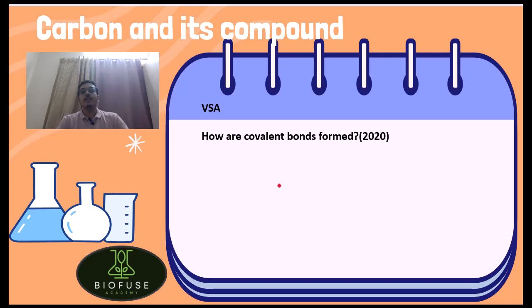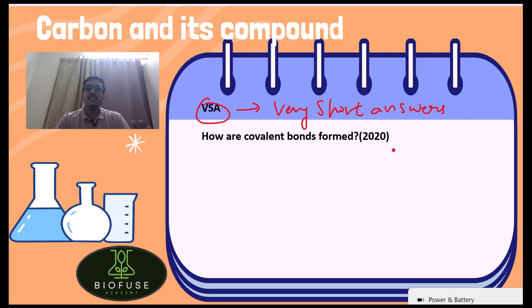So how are covalent bonds formed? This is a VSA. What is VSA, guys? It is very short questions, very short answers. So this is just for 1 mark or 2 marks. Generally they ask this kind of question for 1 mark or 2 marks. So for this you just need to write the keywords.